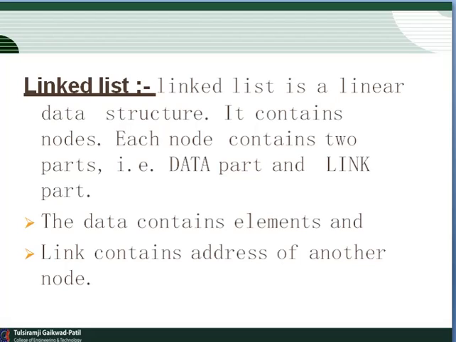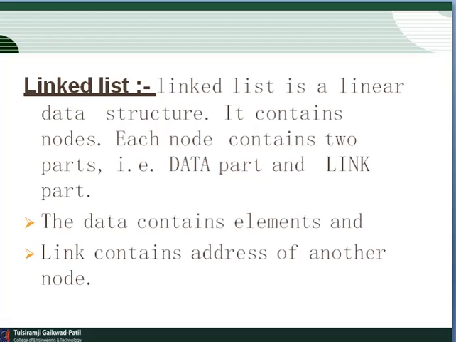A linked list is a sequence of links which contains elements or items. Each link contains a connection to another link. That's why it is called a link. A linked list is the second most used data structure after the array.